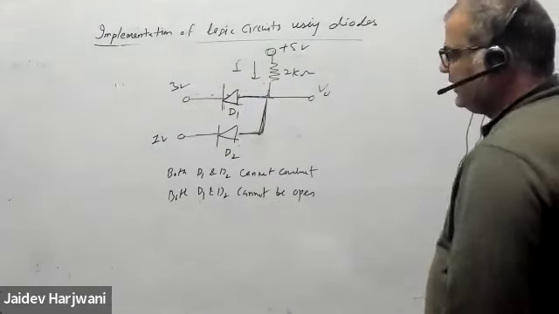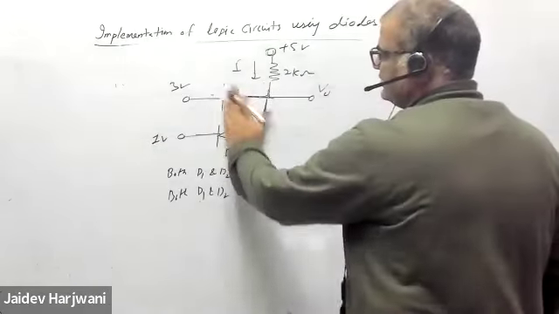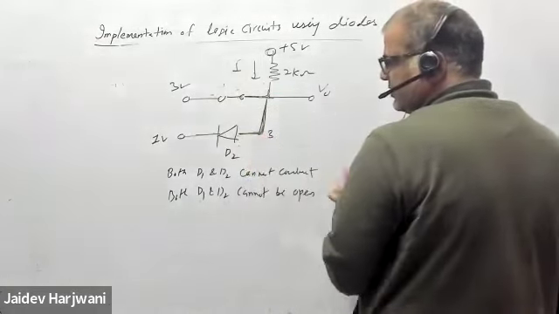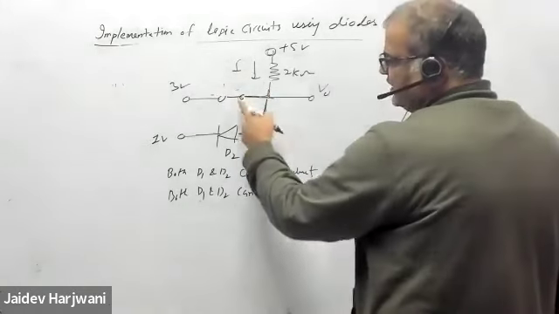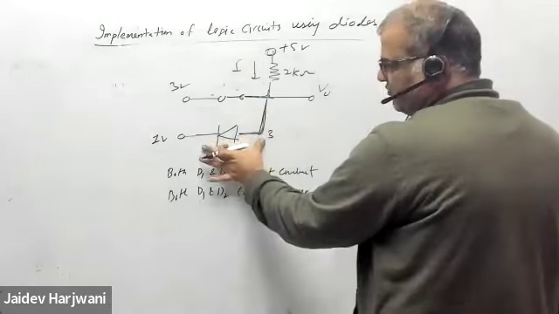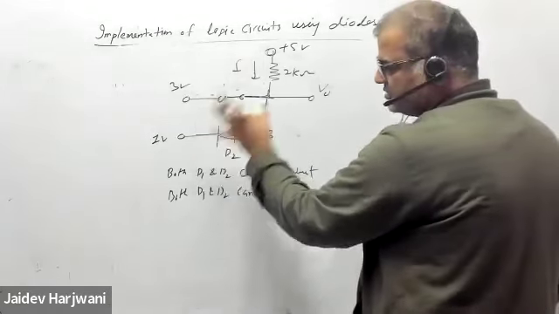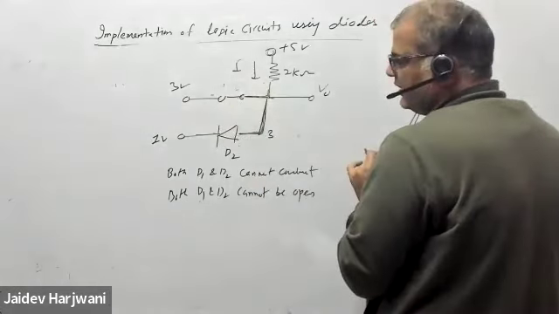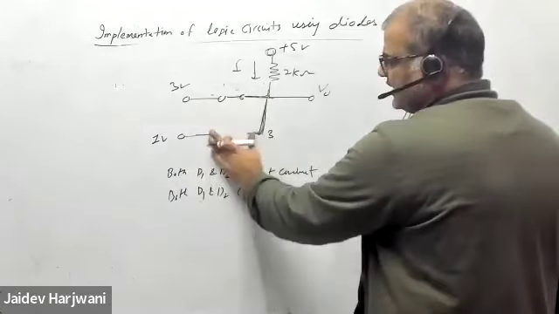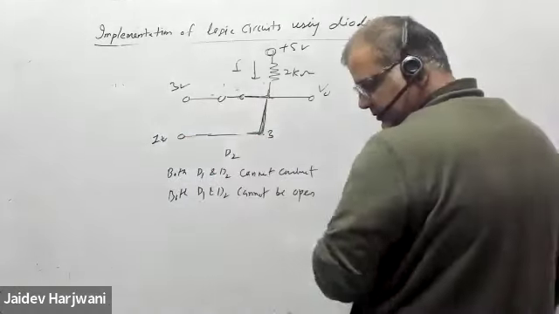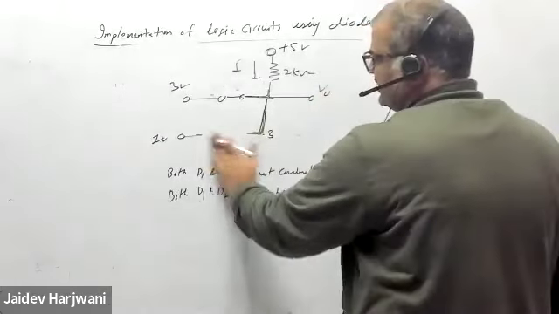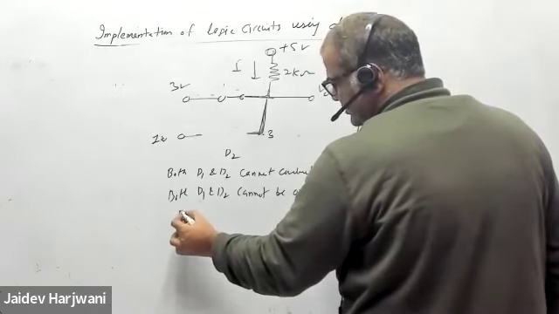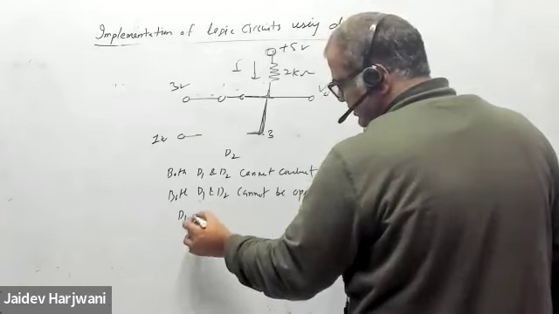Let us say D1 is conducting. This will conduct, and this 3 volt will come here. So if D1 is conducting and this is open, but again here voltage is coming positive, so this is also wrong. If you make this conducting, then this is also conducting, and these two voltages cannot be the same. This is also not possible. So the third case is also wrong.